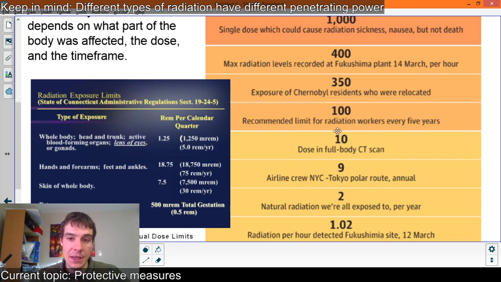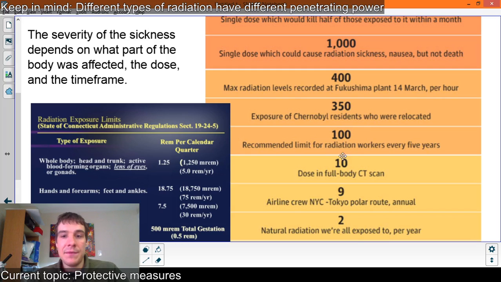So yeah, just one CT scan. One scan is more than double your yearly background rate. Here's the limit, the 5-year limit for radiation workers.